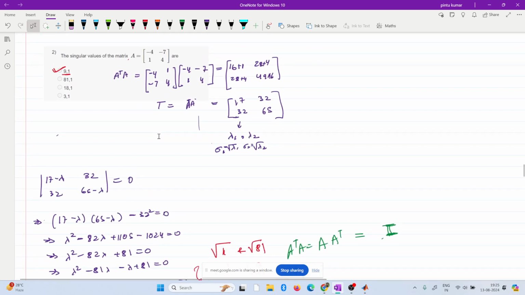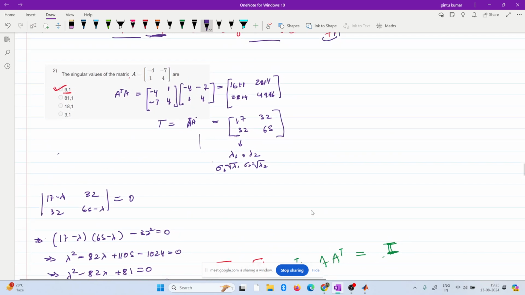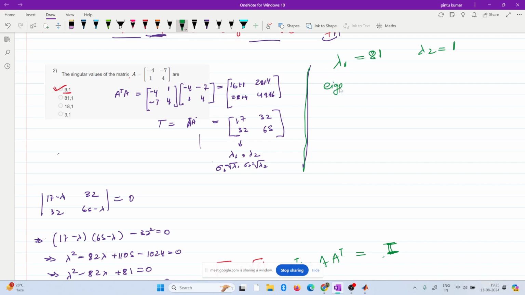So we had an example where we already found the singular values, right? Why not completely find its decomposition? Or maybe we can at least try finding V. So we had lambda 1 equal to 81, lambda 2 equal to 1. We have to find the eigenvector for lambda equal to 81.